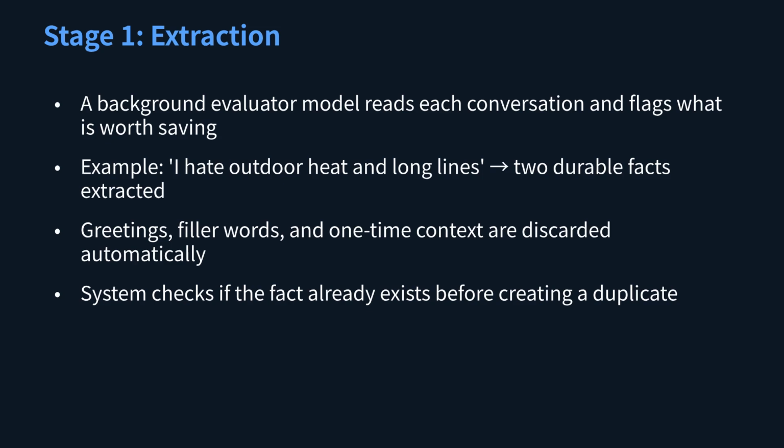Extraction is the first step. After each conversation, a background process, usually a small evaluator model, reads the raw dialogue and picks out what is worth remembering. Not every sentence gets saved. Only facts with lasting relevance. For example, if you say you are heading to Queen Zoo this Saturday and you hate waiting in lines, those two facts get flagged and extracted.